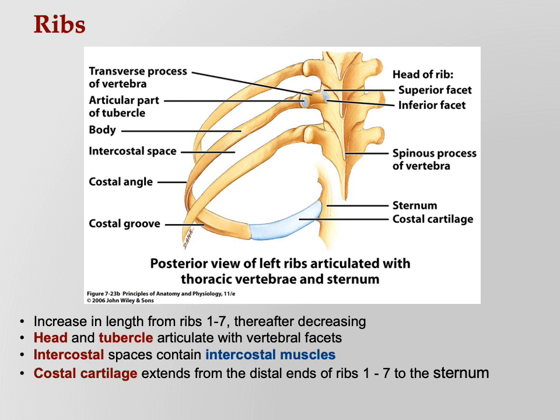Costal cartilage extends from the distal ends of ribs 1 through 7 to the sternum. Talked about that on the previous slide there. You see the costal cartilage, okay?